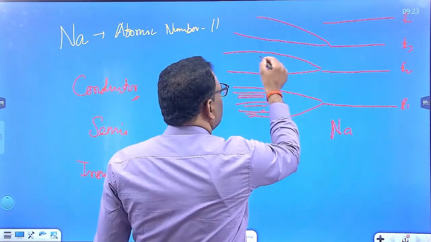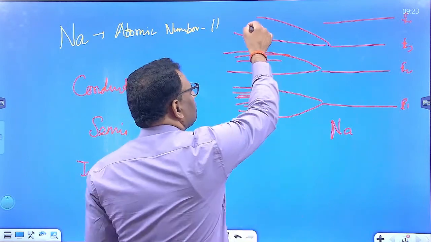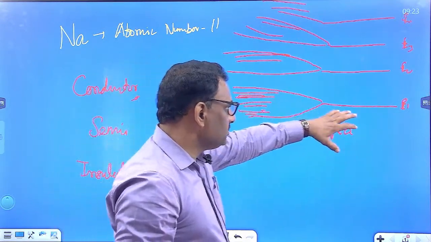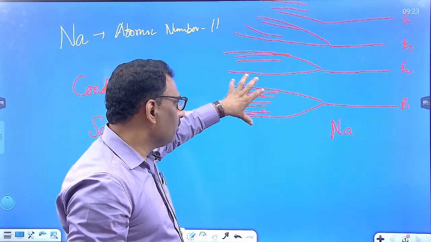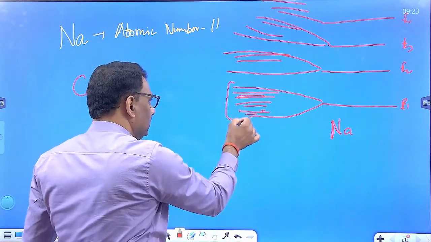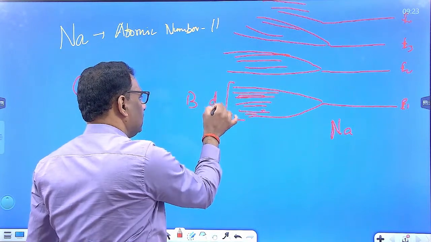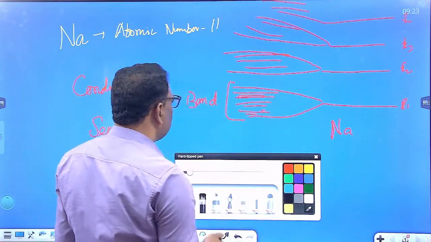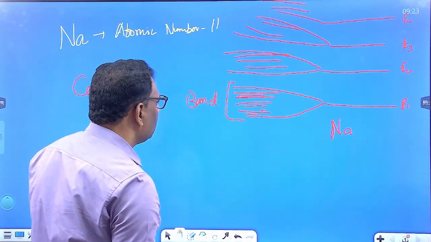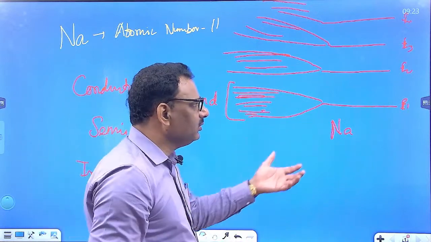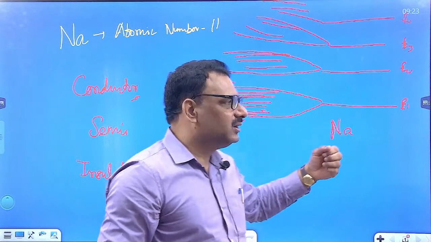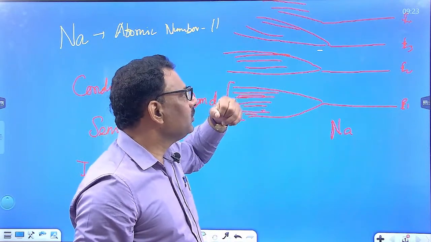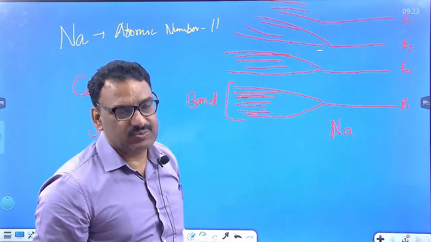Similarly, this 2s1 will split, this will split, and so on. So instead of a single energy level, we have a combination of energy levels, and this is known as a band. Okay, this is known as band. So this corresponds to the 1s2 band. This is for the 2s2 band. This is for 2p6. This is for 3s.